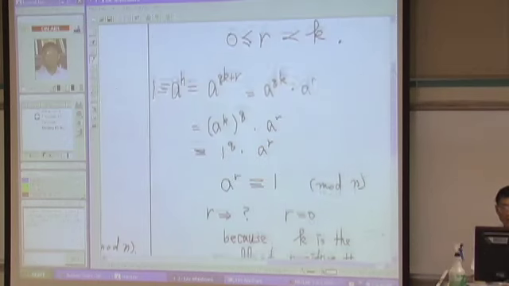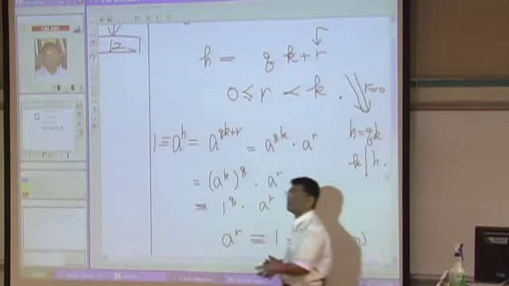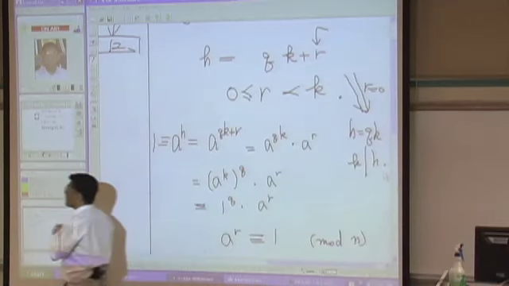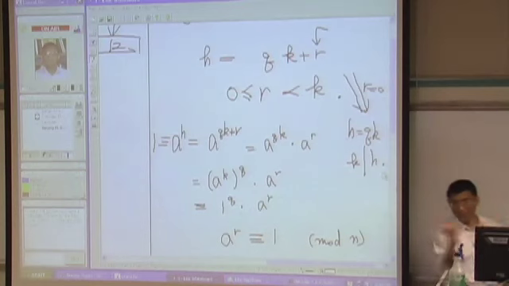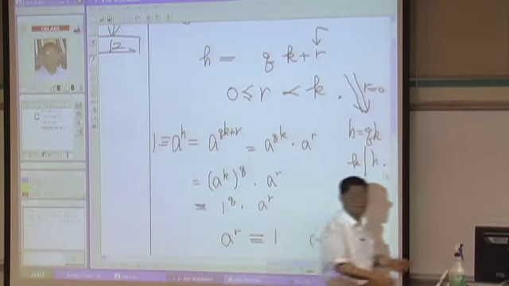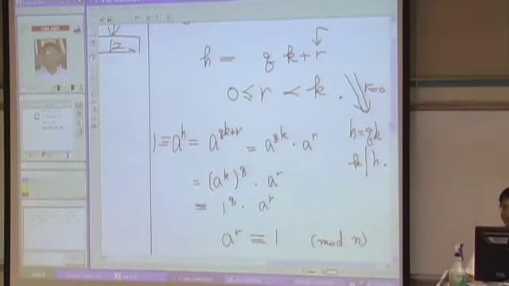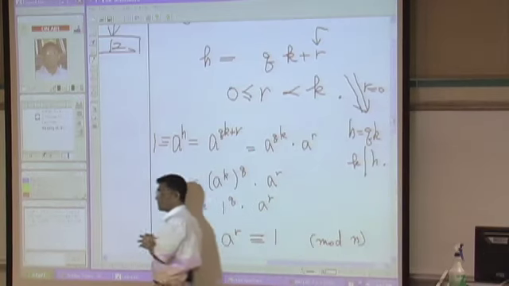Because r is 0, we can rewrite this thing. That means h equals qk. That means k divides h, and this is the end of the proof. So I completely proved both directions. The other direction is easier. The straightforward direction was harder. So please browse these things and check whether you completely understand the ideas behind this. The division algorithm is extremely important.